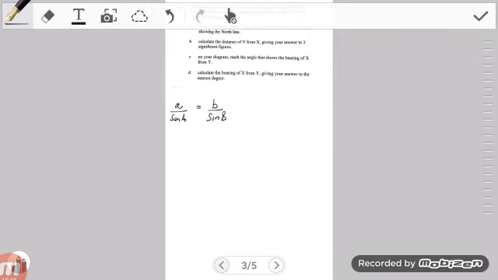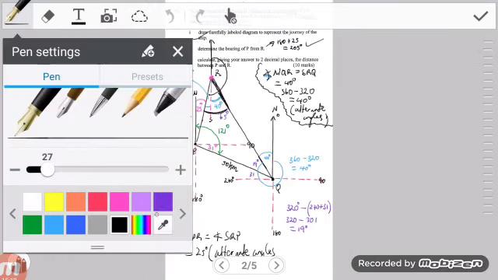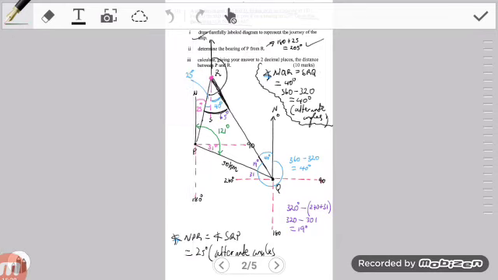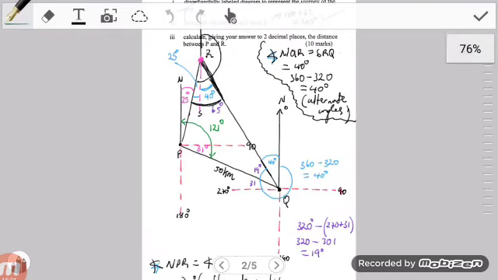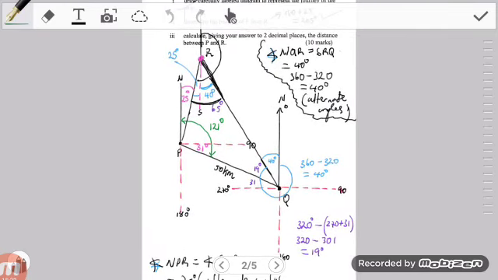is going to be a. We're going to be assigning the letter to the side that we want to find. PR is going to be small a, so the angle facing PR is 19. So that's going to be PR over the sine of 19, and that's going to be equal to b. b is going to be the 50 kilometers, and the angle facing b is 65 degrees. So 50 kilometers over the sine of 65 degrees.